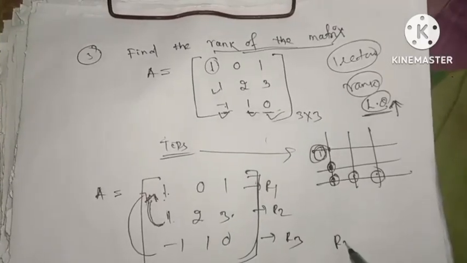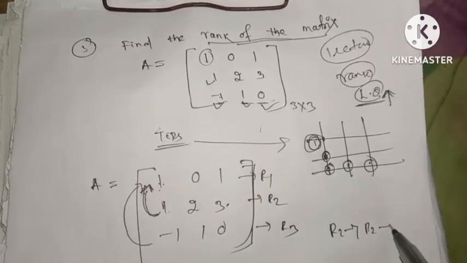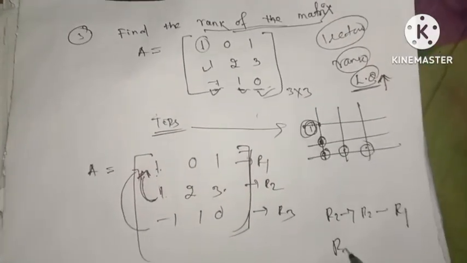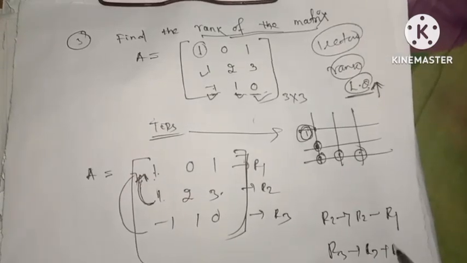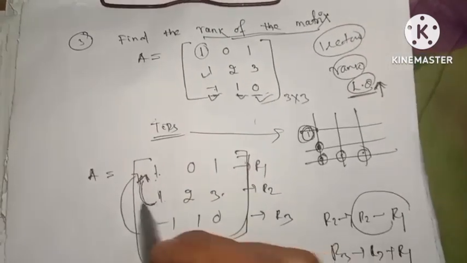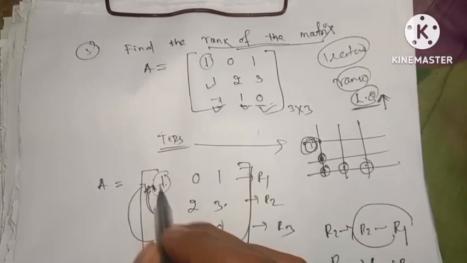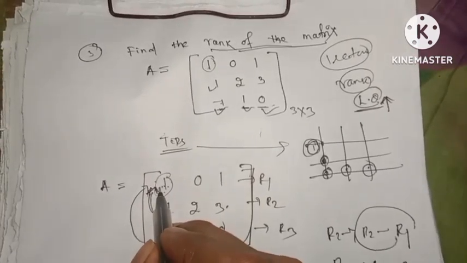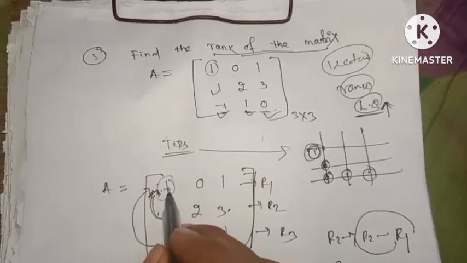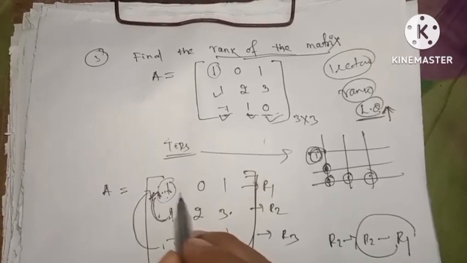Row 2 changes to row 2 minus row 1, and row 3 changes to row 3 plus row 1. Always remember, row 1 will be constant, this is subtracted and this is added. Row 1 is the constant.